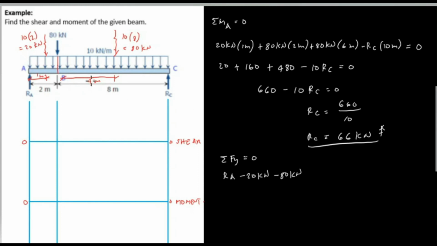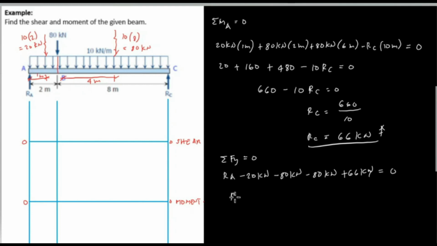Next, from B to C, we have a uniform load of 10 kilonewtons per meter, and the resultant is equivalent to 80 kilonewtons, and the direction is downward. So this is 80 kilonewtons also, and the sign is negative. And the last point, C, we have RC, and we found the value, which is 66 kilonewtons, and the direction of RC is upward, so therefore it is a positive sign, and equate it to 0.